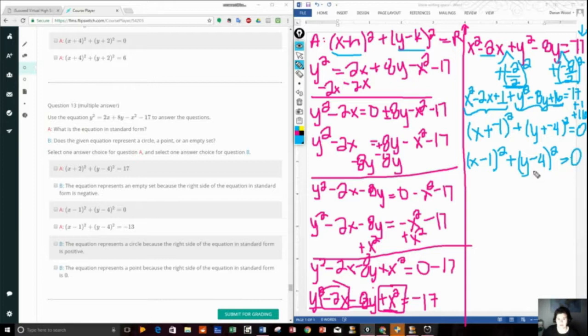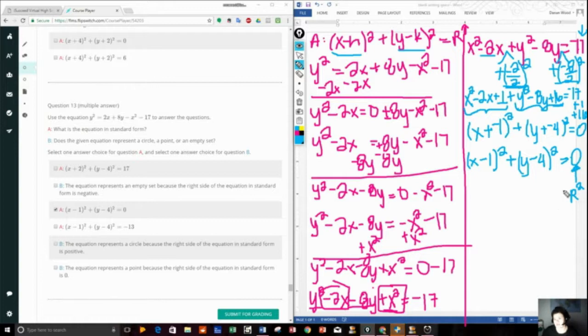Okay, so then what is the equation in standard form? Well, it is (x minus 1) squared plus (y minus 4) squared equals 0. That's the one that we have. And then, does the given equation represent a circle, a point, or an empty set? Okay, so then we're looking for our radius, which is right here. Now, this is radius squared. That's r squared.